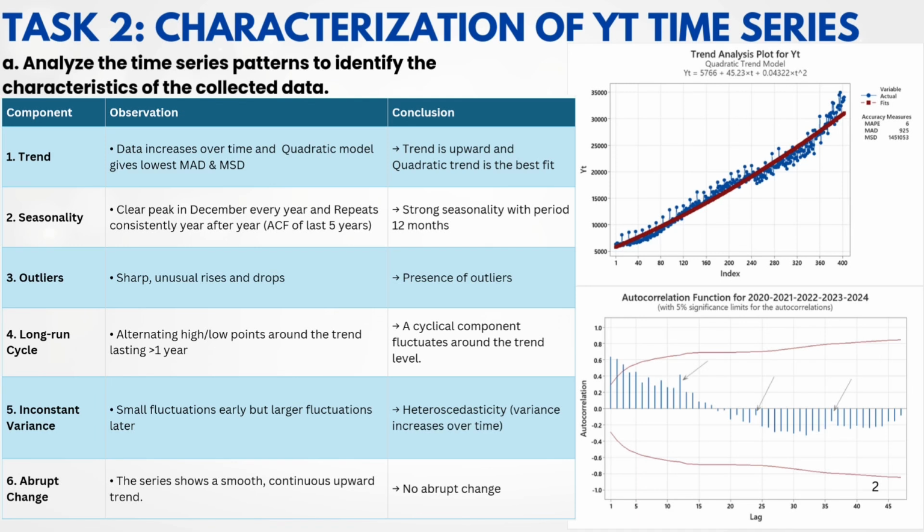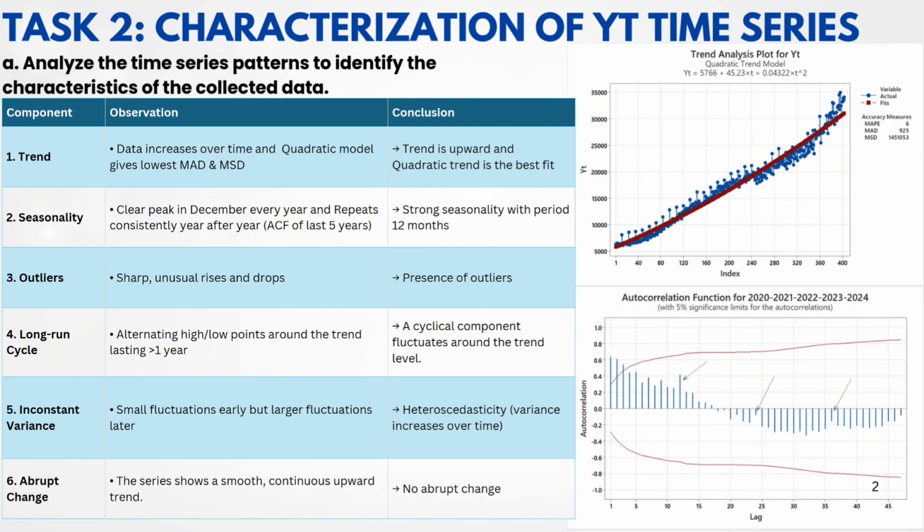Task 2, characterization of time series. Question A. Firstly, about trend. We draw four trend models and find that the trend is upward and one trend model is the best fit, which has the lowest MAD and MSD. Secondly, we draw the ACF of the last 5 years and identify that the time series has seasonality repeating year after year, for example at lag 12 and 24 in the diagram.